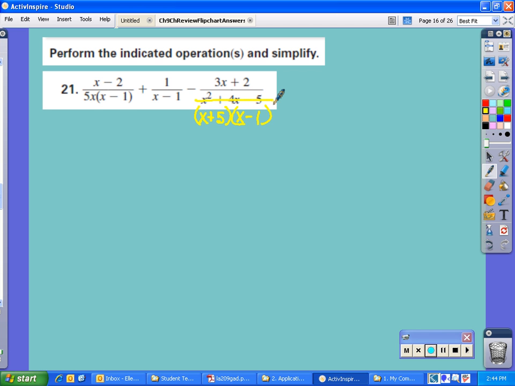Okay, so that again, it has the x minus 1 in common with the other denominators, but we have an additional factor of x plus 5. Okay, so accounting for all of those, we have 5x times x minus 1 times x plus 5. And this should be our common denominator.